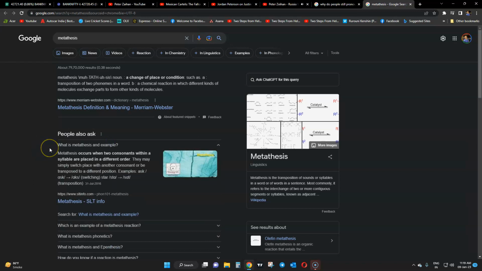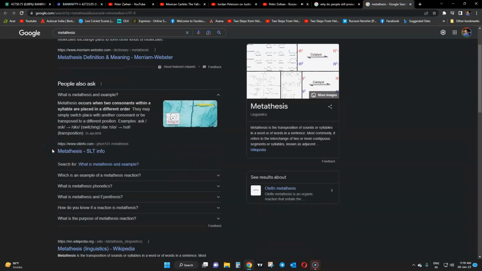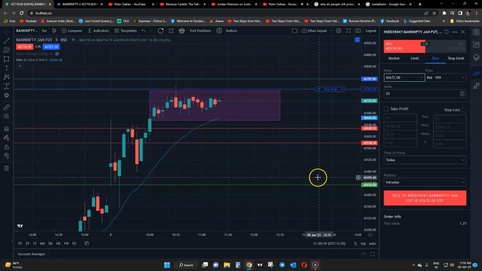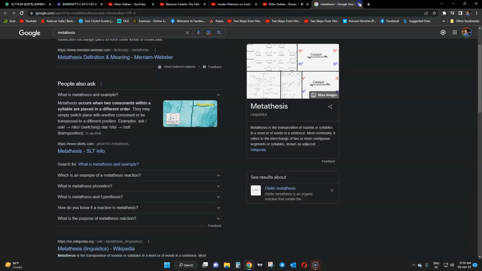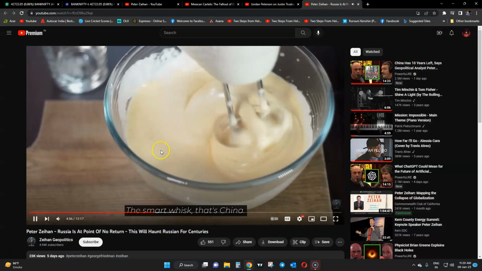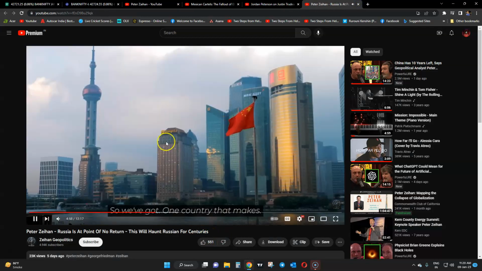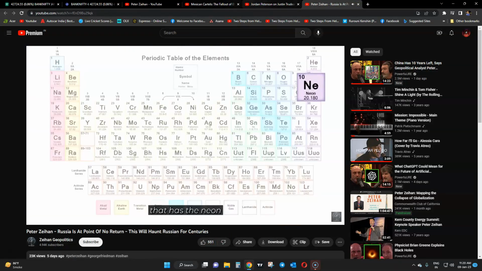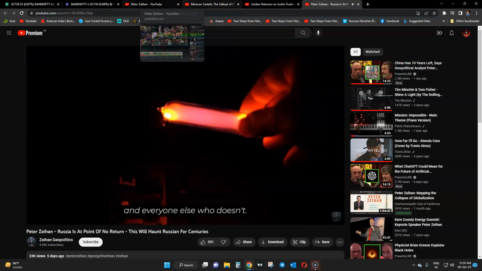The ones in the middle, aerospace, power regulation, automotive, that's Thailand, that's Malaysia. The low end, the Internet of Things, the margarita machine that chimes your phone when the slush is just right, that's from China. The smart light bulbs, that's from China. The smart whisk, that's China. So we've got one country that makes the low end, that has the neon, and everyone else who doesn't.